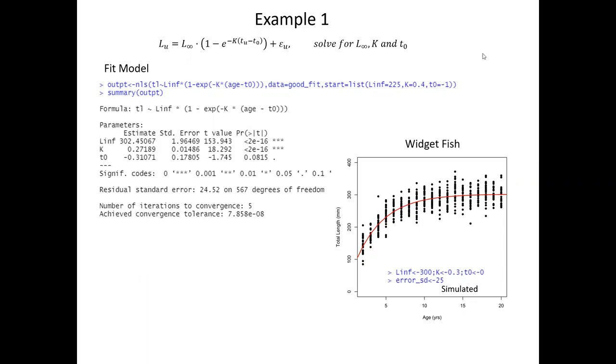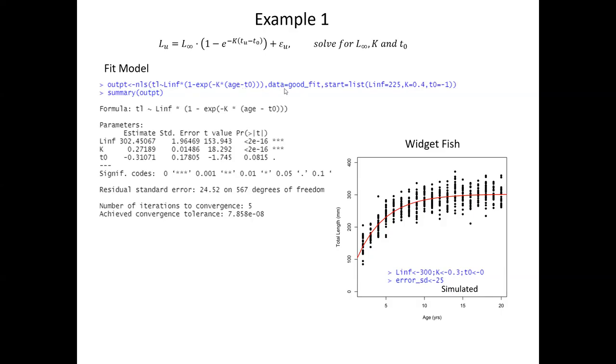All right. To the left of the tilde is your dependent variable. In our case, it'll be some length observation. And then you set up your equation, where here we have L infinity, K, and T sub 0, the parameters of interest that you want to estimate. And then you'll have your independent variable, your predictive variable. In this case, we have age.